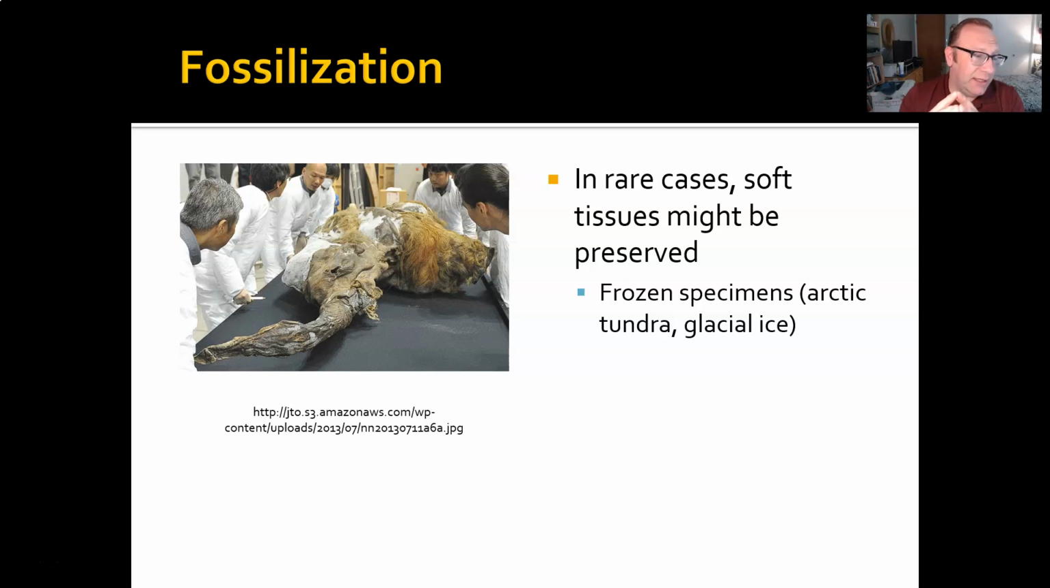This is the remains of a woolly mammoth discovered in just the last 10 years, actually, I think it was, in Russia, and it is extremely well preserved, as you can tell.